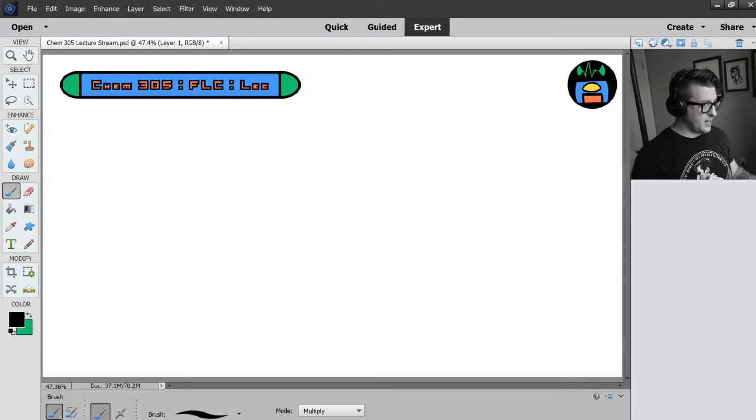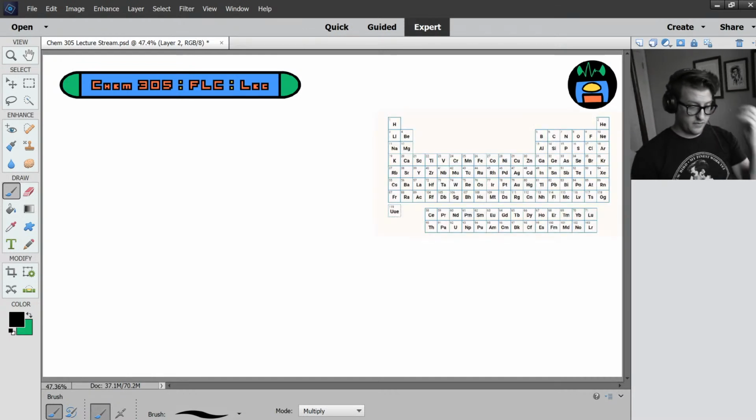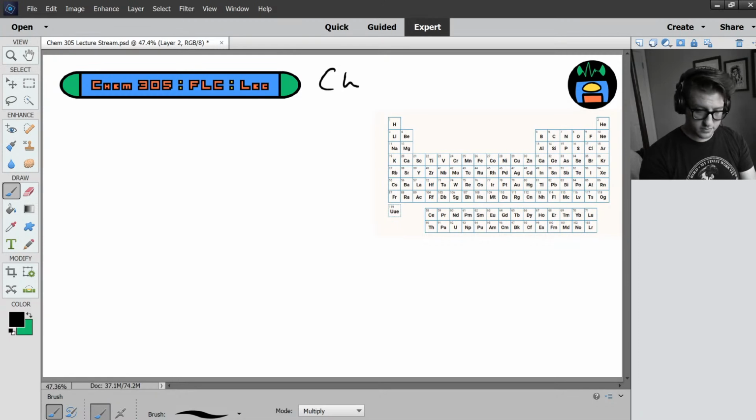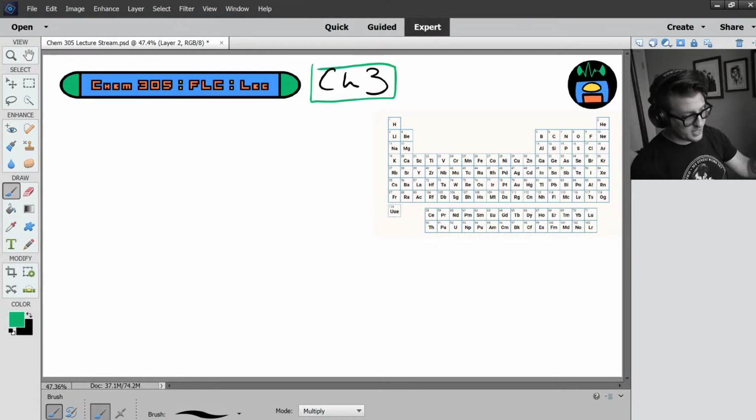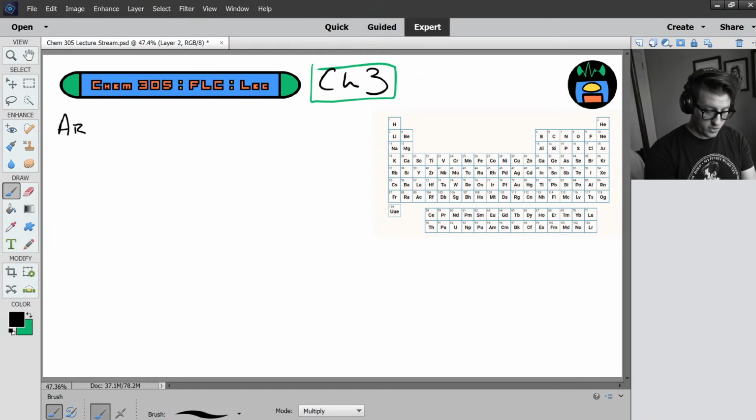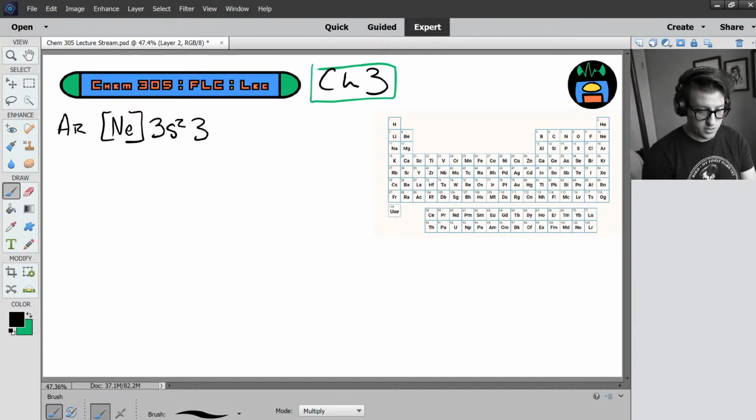All right, now we have a cliffhanger to pick up on, and we are rapidly approaching the end of chapter 3. This is going to be our last lecture in chapter 3, and then we will dive on into chapter 4. We left things with, we had written out the electron configuration of argon, which has all the electrons of neon, plus a full 3s subshell and a full 3p subshell.